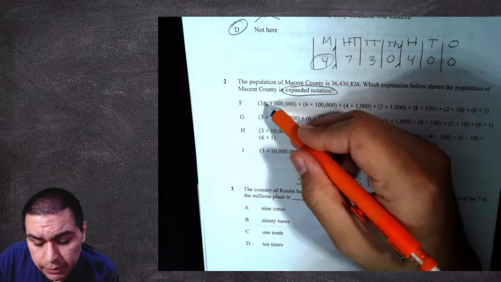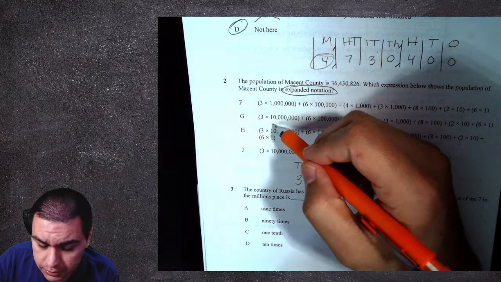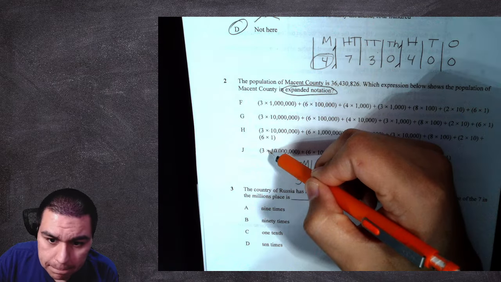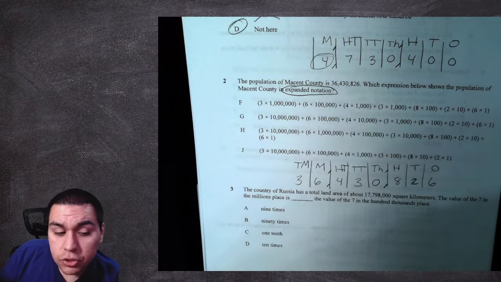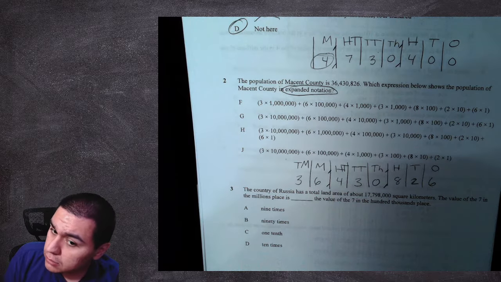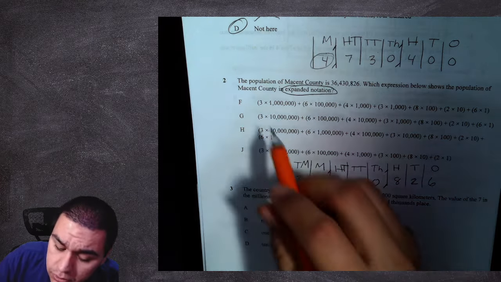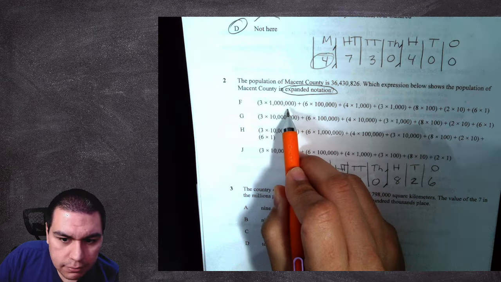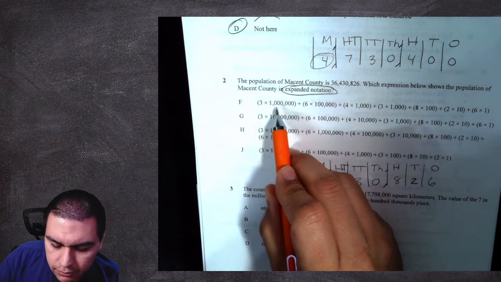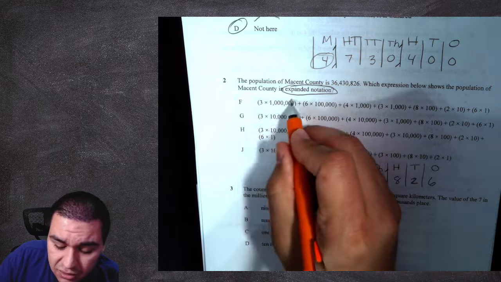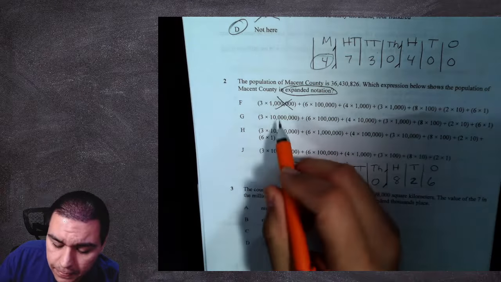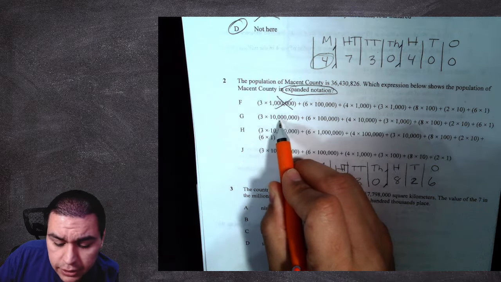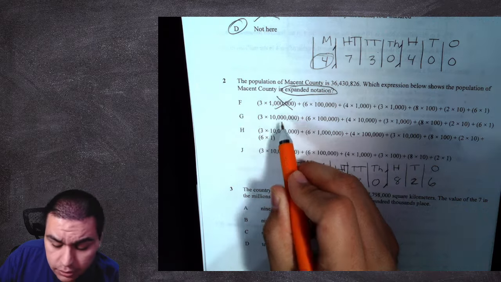Okay, so first I'm going to check my number. They all need to start with 3 times. Now I need to make sure that they put the 3 in the right place. It should say 10 million. There should be 7 zeros. 3 times 1 million. That's close, but if I count my zeros, there's only 6. G has 3 times 10 million, and if I count the zeros, they have 7. So that's okay. That's good.